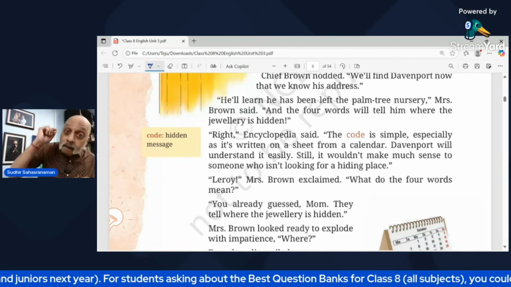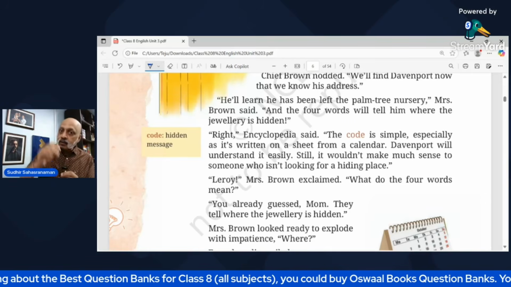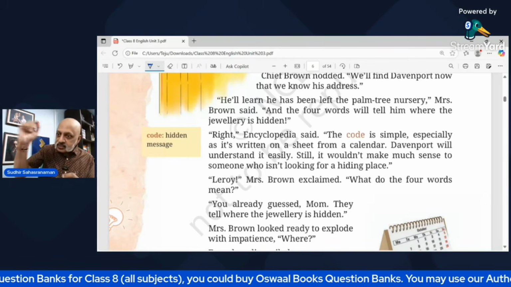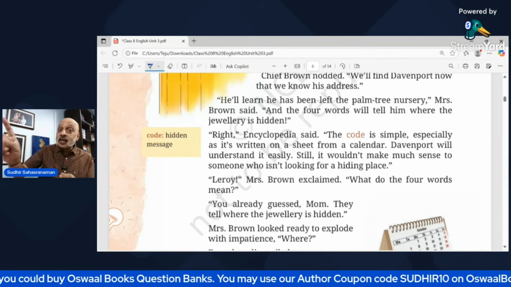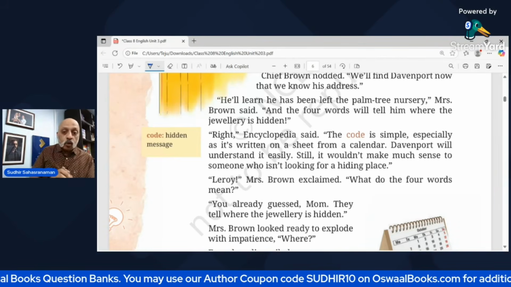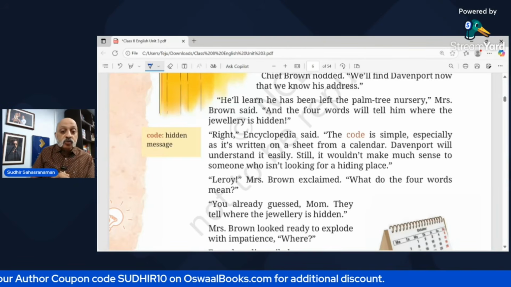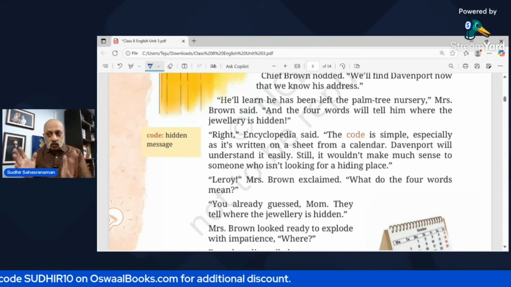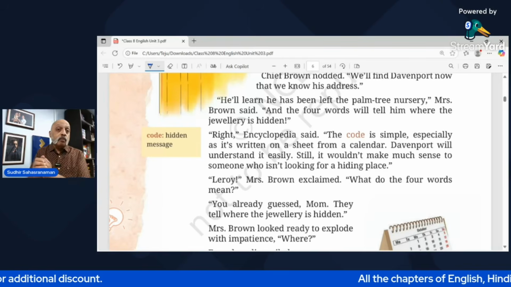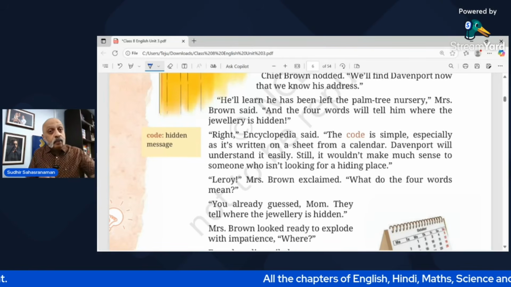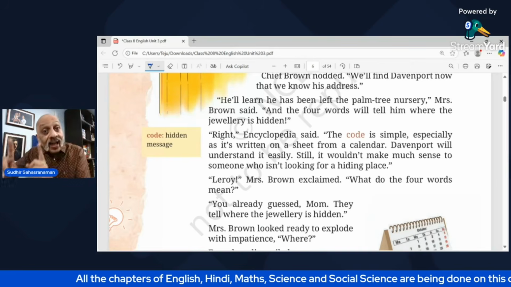Now, that's the biggest clue that Encyclopedia, or Leroy Brown, has been able to find out. This is where the hiding place is. Because it has been taken off the calendar, Davenport will be able to locate it easily. Still, it would not make much sense to someone who is not looking for a hiding place. If you don't know about the case, you will not be able to solve it, but Davenport will be able to locate the hiding place based on the will, which has been written on a piece of the calendar.